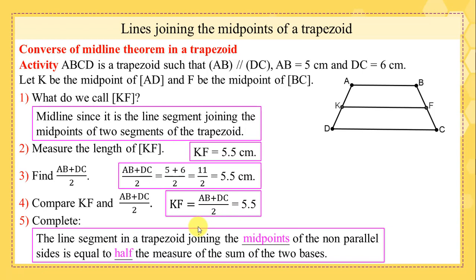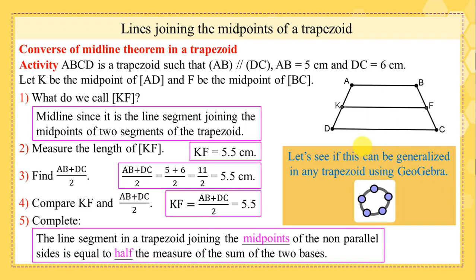What property can we conclude from this activity? We can conclude that in any trapezoid, the segment joining the midpoints of the non-parallel sides of a trapezoid is equal to half the measure of the sum of the two bases of the trapezoid. Let's see if this can be generalized in any trapezoid using GeoGebra.